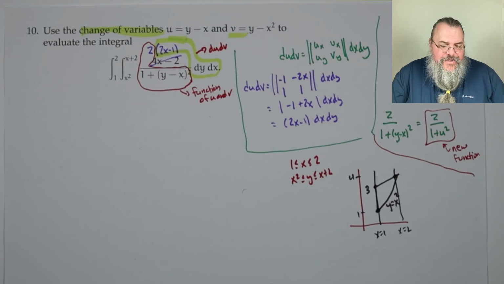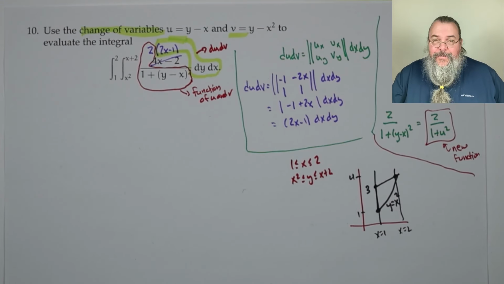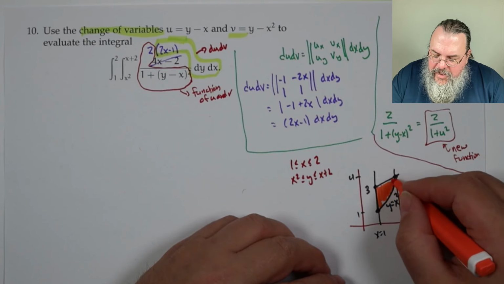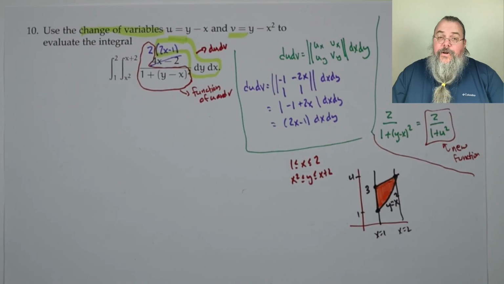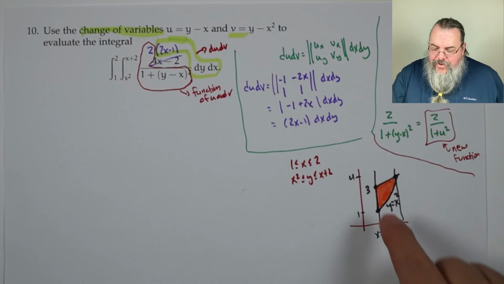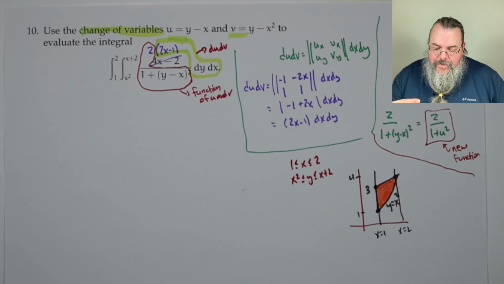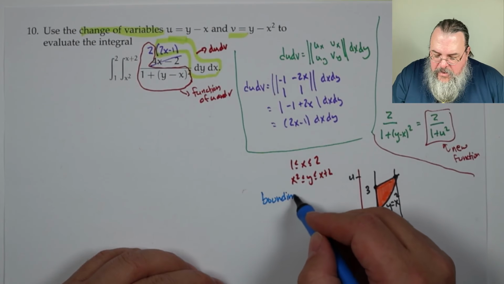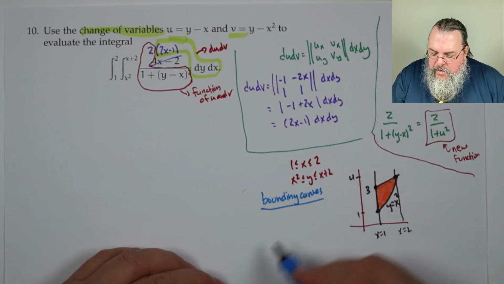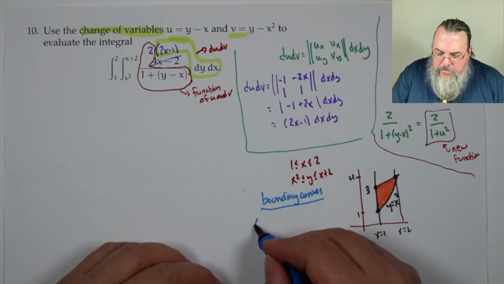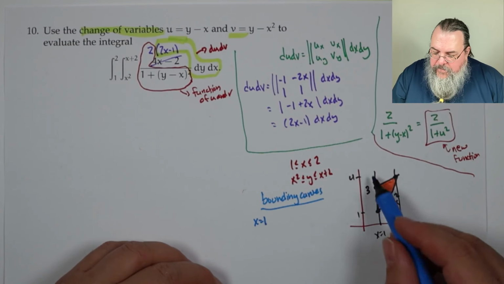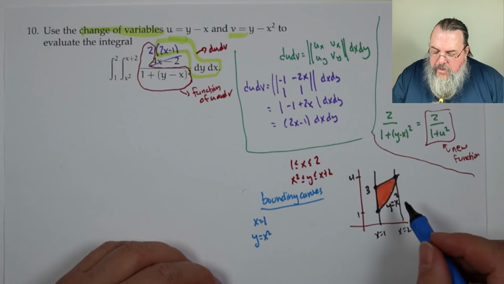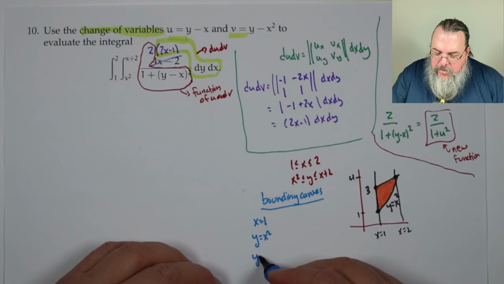And this happens a non-zero number of times. It actually happens rather frequently, to be honest with you. But what we're really trying to figure out is the bounding curves. So here we have 3 bounding curves. What are they? Well, they are x equals 1, we have y equals x squared, and we have y equals x plus 2.